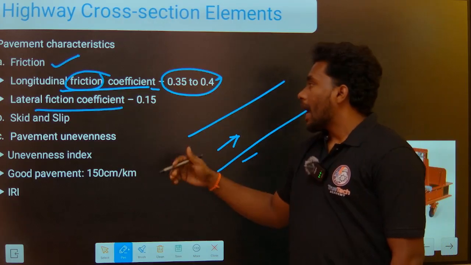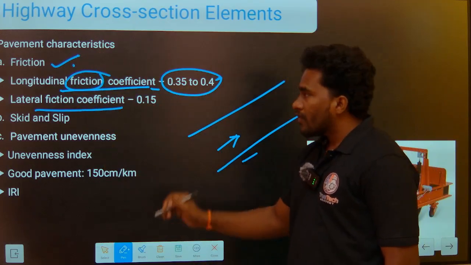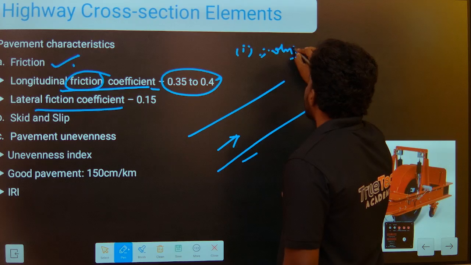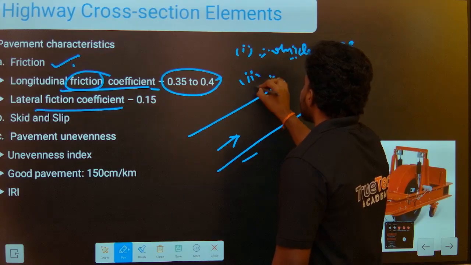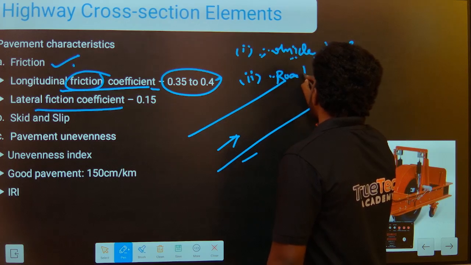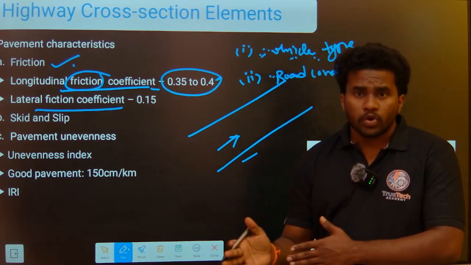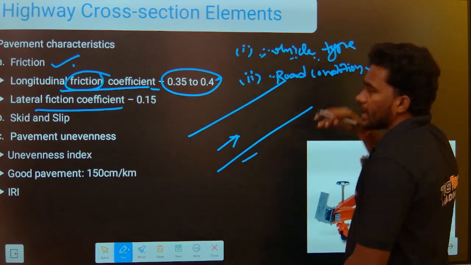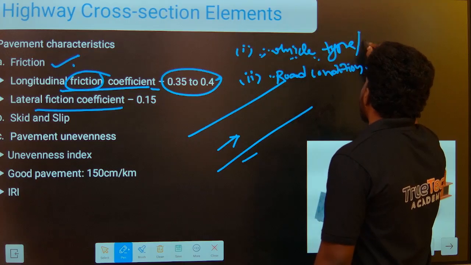The main important factors that affect this friction are, first, vehicle type, and second, road condition. If the road condition is smooth, then the friction coefficient is very less. And the vehicle type is nothing but the tire condition.